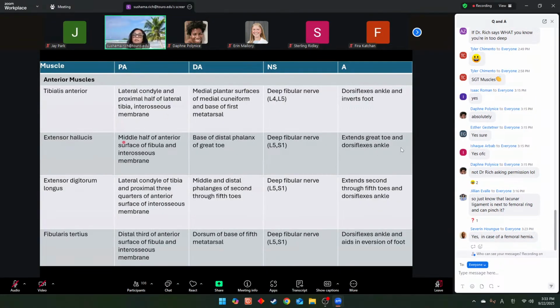This is the anterior compartment muscles, tibialis anterior. Tibialis anterior and posterior share the common action of inversion at the subtalar joint. One does dorsiflexion, the other one does plantar flexion. So that's important to know. And these guys tell you what they do: extensor hallucis extends the big toe, extensor digitorum extends the digits.